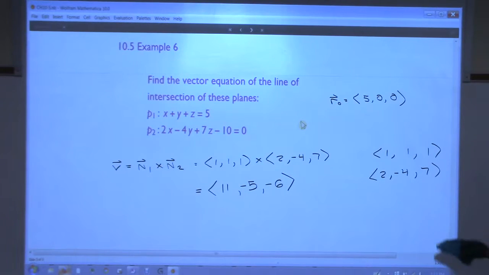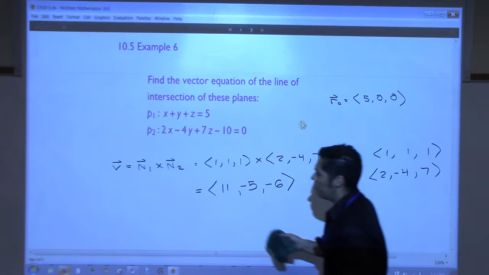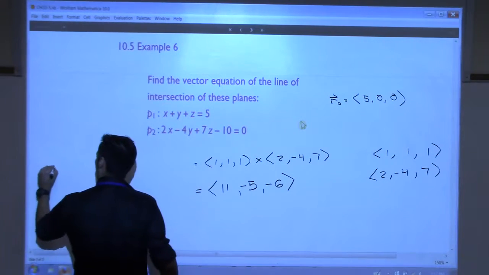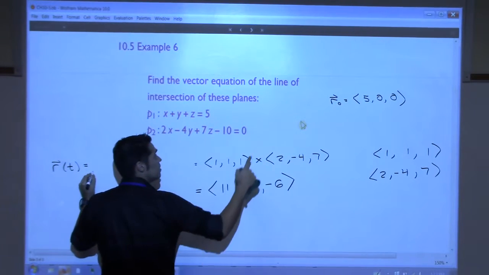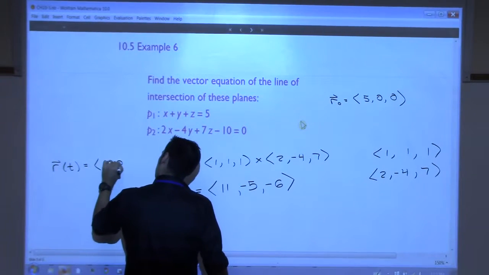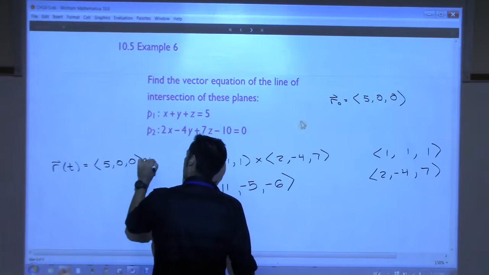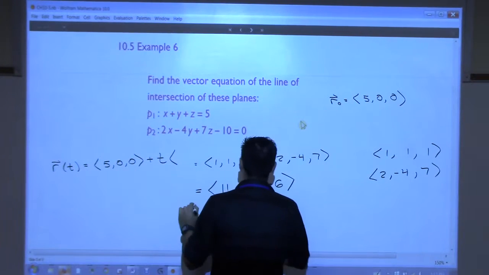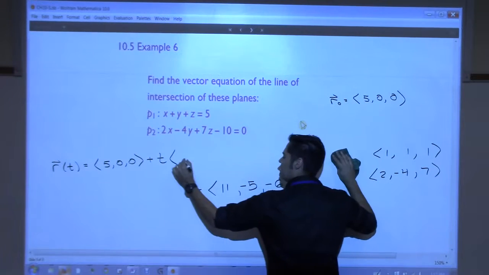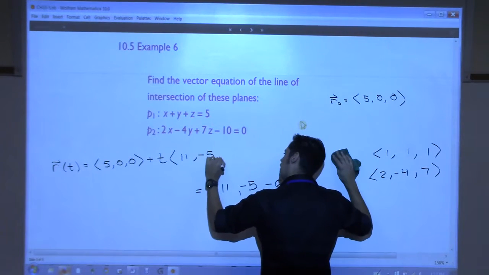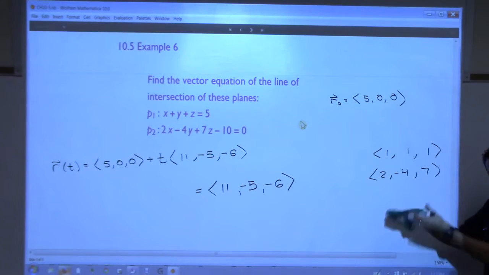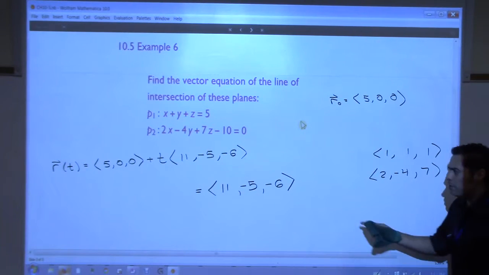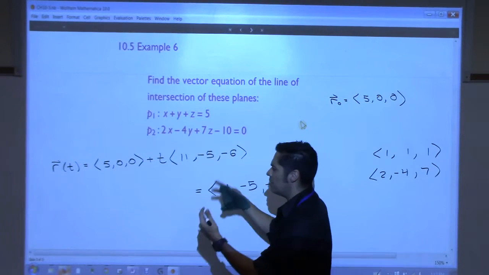And so now I'm going to write down the vector equation. The vector equation of our line should be R of t equals R naught, which was 5, 0, 0, plus t times the vector v, which was 11, negative 5, negative 6. And then we just put it all together, right? Distribute the t through and then add the two vectors.